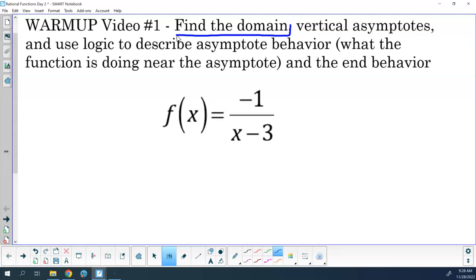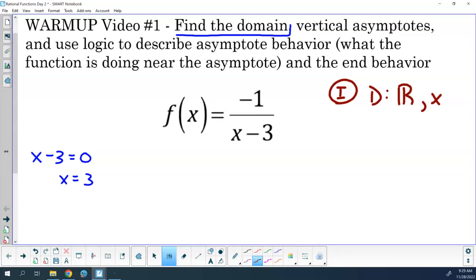If I am finding the domain, I'm taking my denominator, which is x minus 3, and I'm setting it equal to 0. Because the domain is going to be all real numbers except where that denominator is equal to 0. So if I quick solve this, I get x equals 3. So the domain of this function is all real numbers, but x cannot be 3. And that's how I would write that.